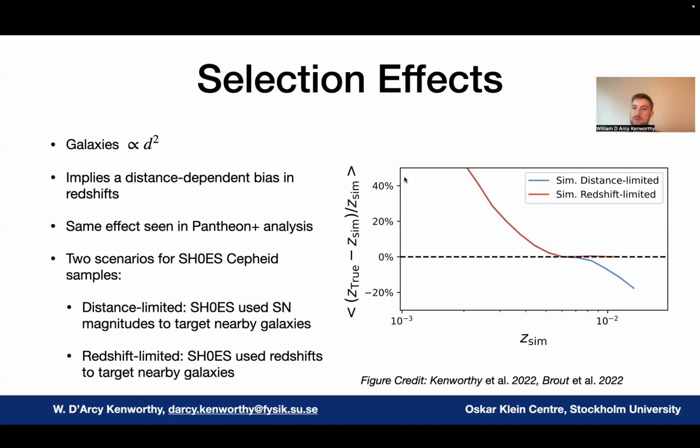However, our selection function was somewhat uncertain. SH0ES did not ever have guaranteed time. It was accomplished over 20 years through year-to-year Hubble Space Telescope proposals. So there were a couple of possibilities for how this was done. Ultimately, we accounted for 2 limiting scenarios. One was that SH0ES used type 1a supernova magnitudes to target nearby galaxies. The other was that SH0ES used redshifts to target nearby galaxies to ensure that these galaxies were within the Hubble Space Telescope's ability to measure accurately.